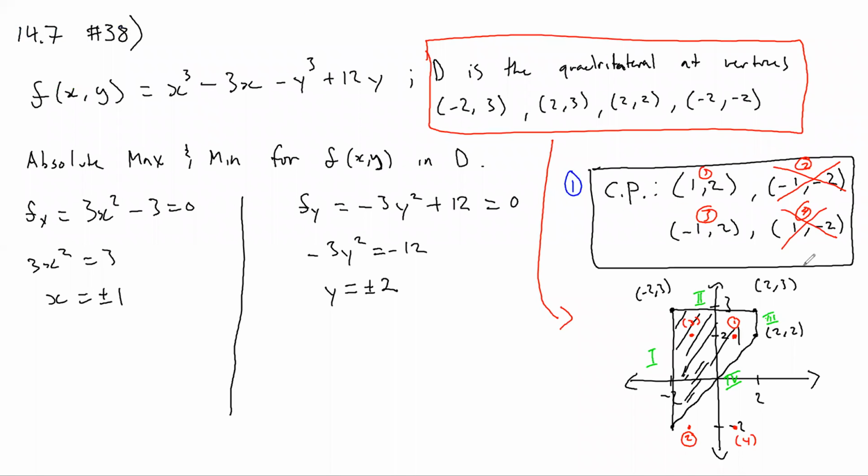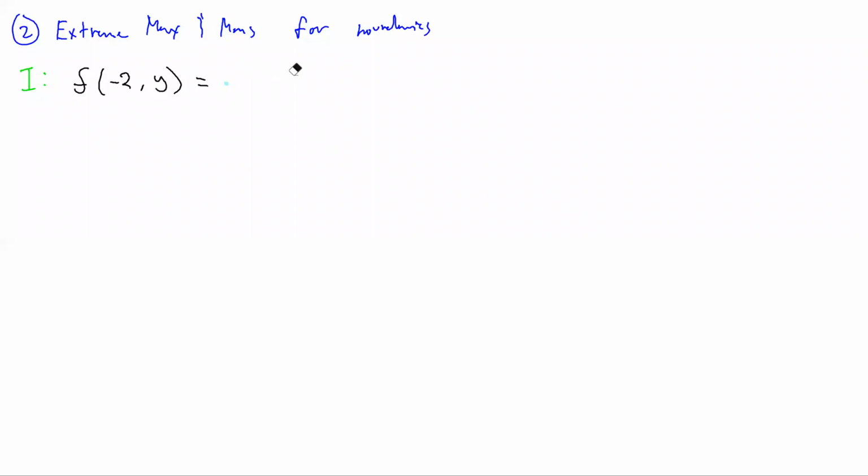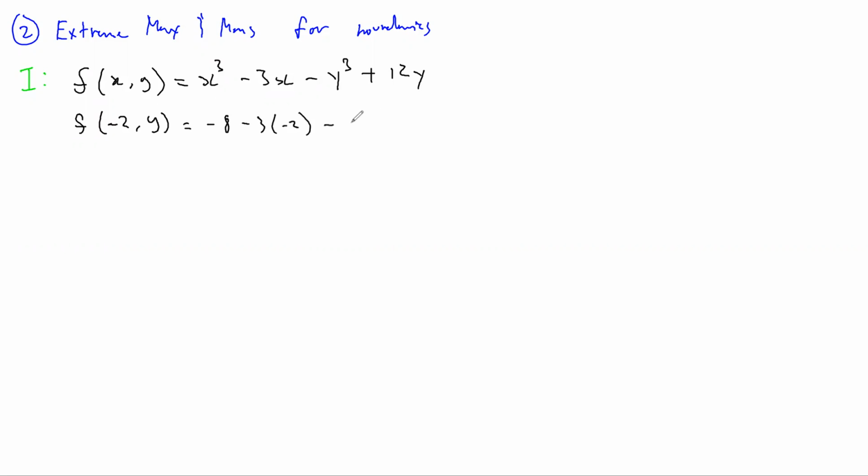Well, let me just write down the function again. What would be easier that way? That function, f of x, y, is going to be x cubed minus 3x minus y cubed plus 12y. And so for line number 1, we again can say that x is equal to -2. So that's going to be -8 minus 3 times -2 minus y cubed plus 12y.